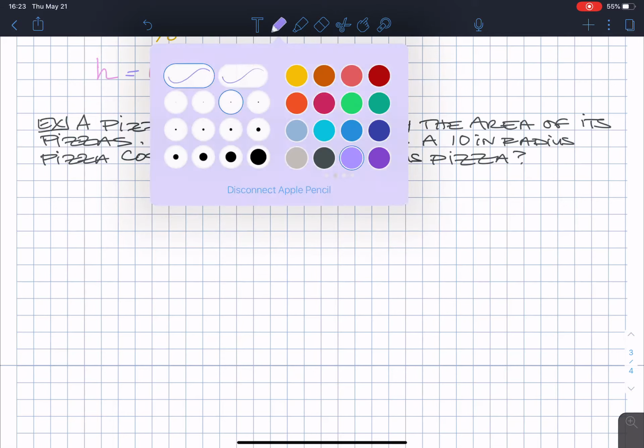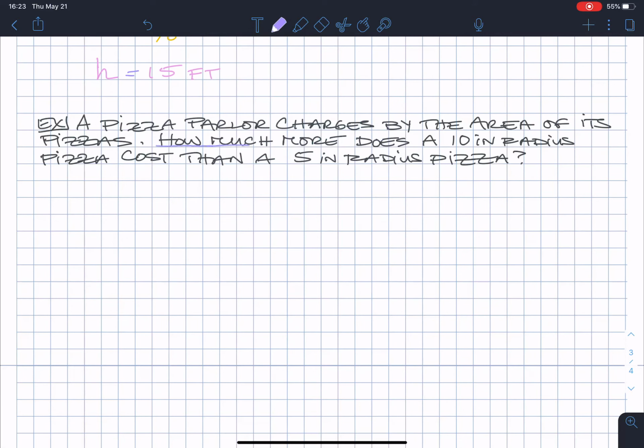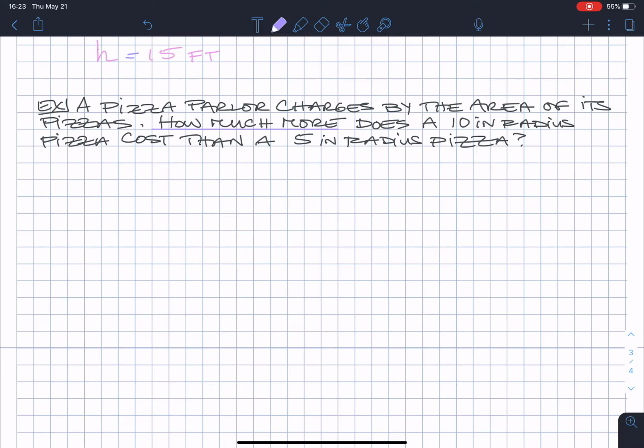Okay, so let's deal with this. How much more? Well, this is in relation. So how much more does the 10-inch pizza cost in relation to the 5-inch? So this is a relative change, a relative measurement.